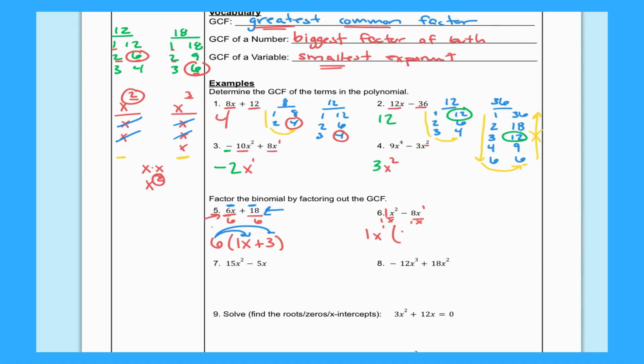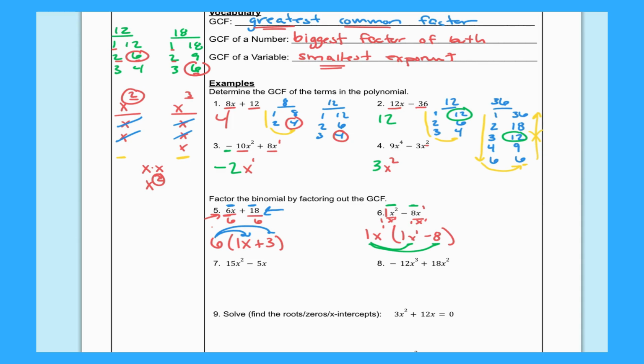1 divided by 1 is 1. X squared divided by x, remember you subtract the exponents, so 2 minus 1 is 1. Negative 8 divided by 1 is negative 8. And then subtract the exponents. But remember, when we get 0, 1 minus 1 is 0, then we don't need it at all. And I can quickly check: 1x times 1x is 1x squared. And 1x times negative 8 is negative 8x.